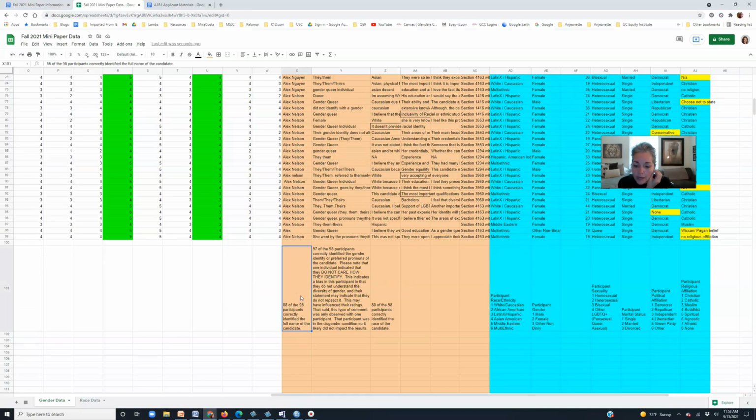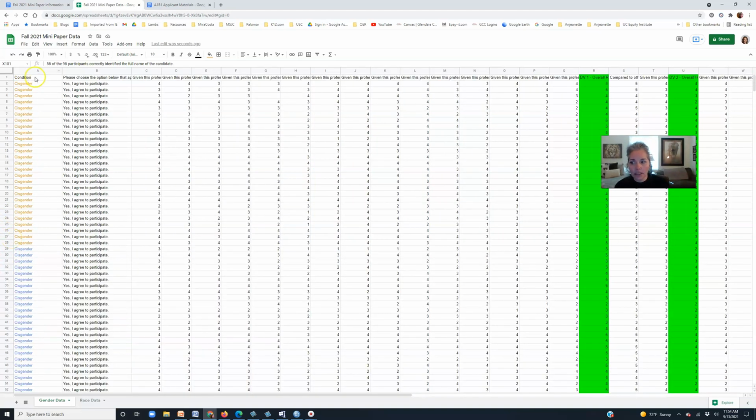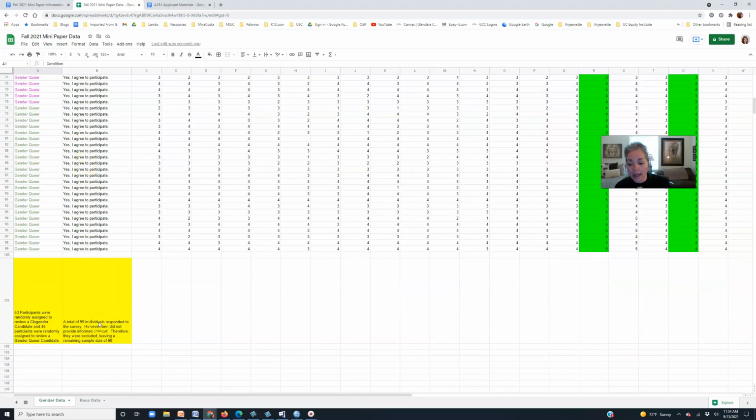So in terms of correctly identifying the name of the candidate, and that was our manipulation, 88 of the 98 candidates. So let me go back a little bit. This has a total of 98 candidates. It says 99, but the first line is actually the titles. So it's 98 candidates. There were actually a total of 99 who responded, but one said they did not agree to participate, and so they were excluded and eliminated from the data set. You do need to report that information in your methods section.